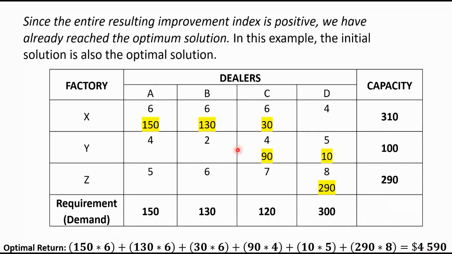That means factory X must deliver 150 units to dealer A, 130 units to dealer B, and 30 units to dealer C. Factory Y should deliver 90 units to dealer C and 10 units to dealer D. Factory Z must deliver 290 units to dealer D in order to have a maximum profit of $4,590.